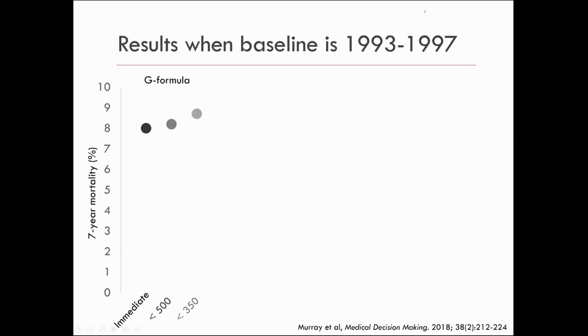If we look at our data set in HIV-CAUSAL, and we look at individuals who first presented for HIV care between 1993 and 1997, our observational data analysis with the G formula shows us that people who are immediately treated with antiretroviral therapy had about an 8 percentage point mortality over 7 years. And if they waited until their CD4 count was less than 350, that went up to about a 9 percentage point mortality.